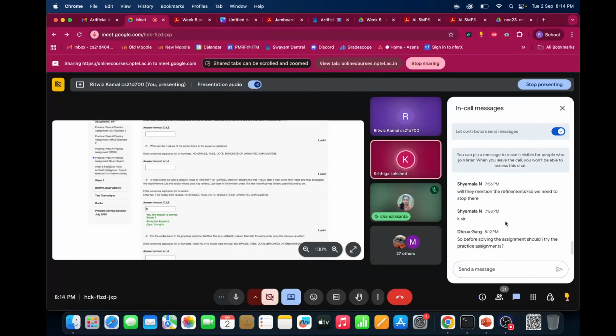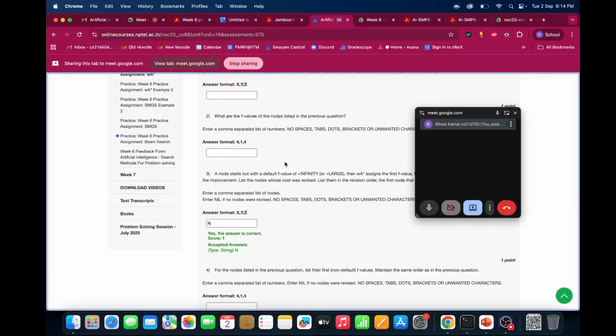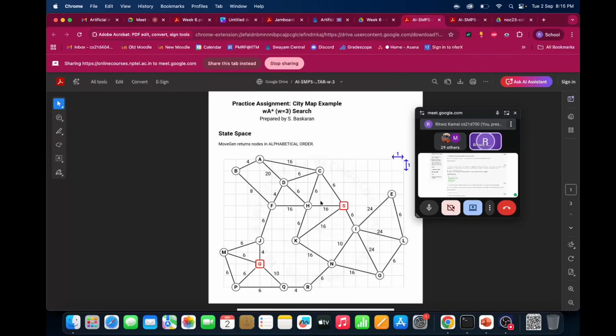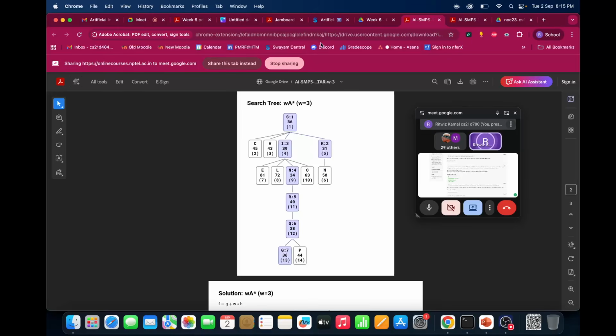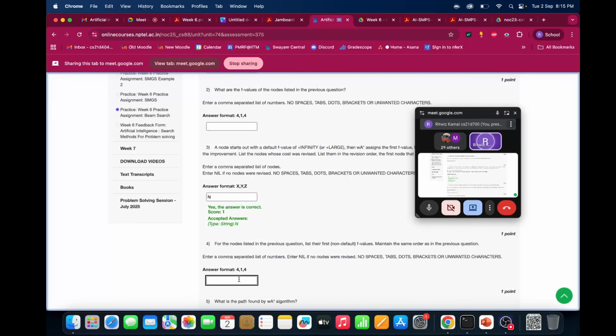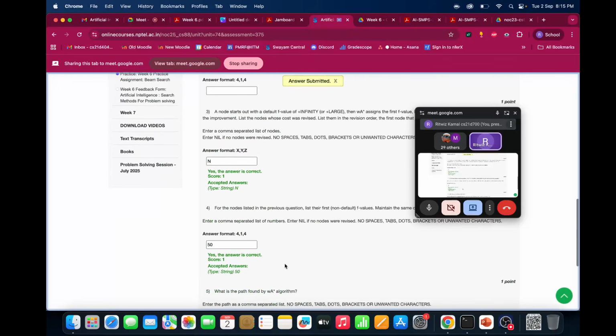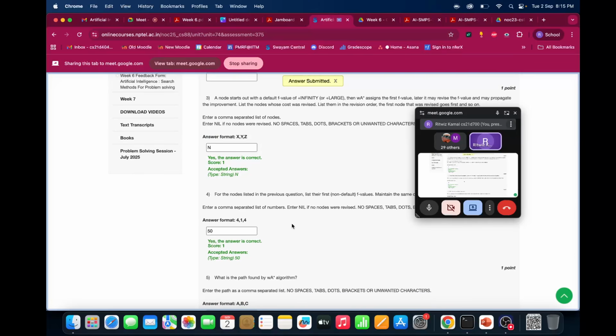The fourth one is: for the nodes listed in the previous question, list their first non-default f values. So that essentially means, before propagation improvement, what was the value, right? Okay, let's check that also. That was 50 initially. So let's enter 50 here and see if it is correct. Yeah, that's correct.